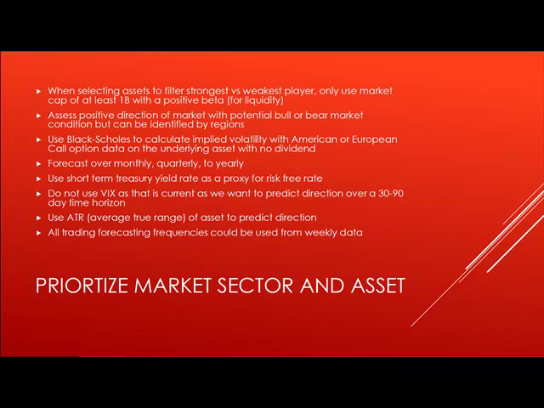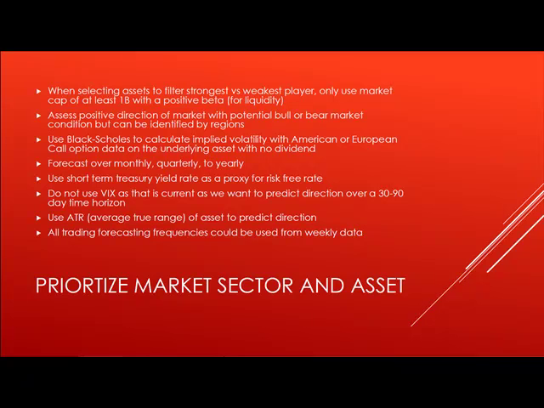Out of that, what we try to do is prioritize our market sectors and assets. So when selecting the assets to filter the strongest versus the weaker players, remember, that's the long versus the short. We're only using a market cap of at least 1 billion with a positive beta. We do that for liquidity purposes. What we're trying to assess here is the positive direction of the market, with a potential bull or bear market condition, which can be identified by region as well.